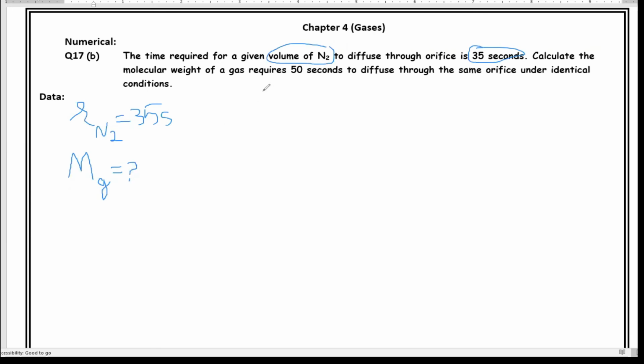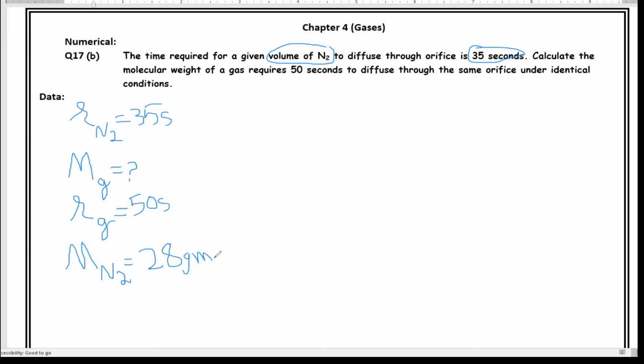And the rate of diffusion of this gas is 50 seconds. The rate of diffusion of unknown gas G, may write A, may write B, anything, that's equal to 50 seconds. It is given to you as well. And in this data, we should know the molar mass of nitrogen. We know that molar mass of nitrogen is 14 multiplied by 2, that's equal to 28 grams per mole.